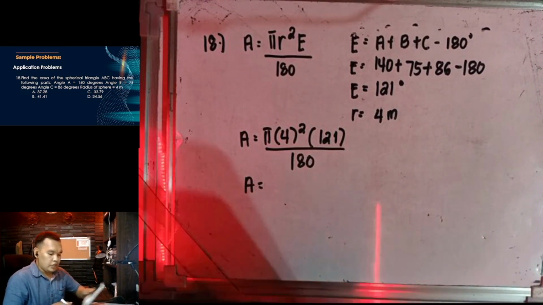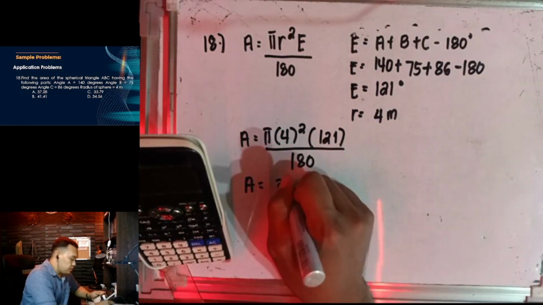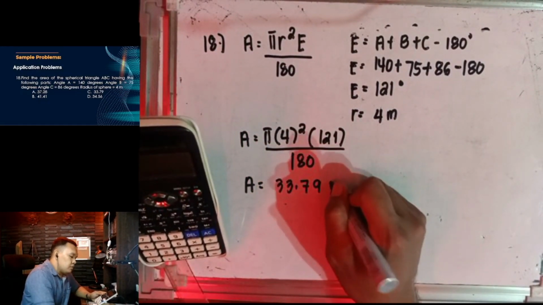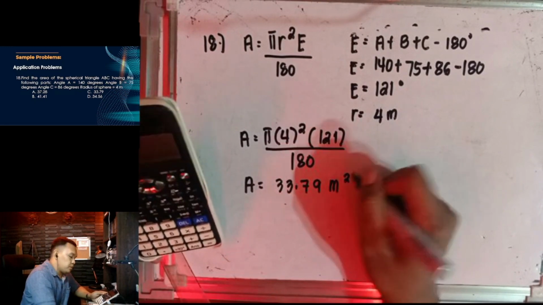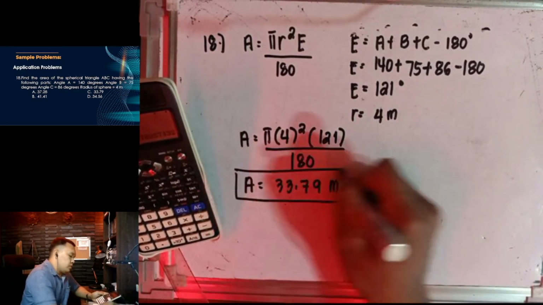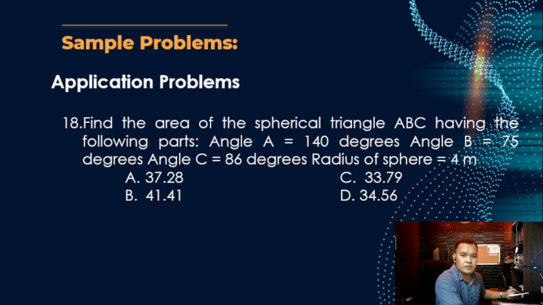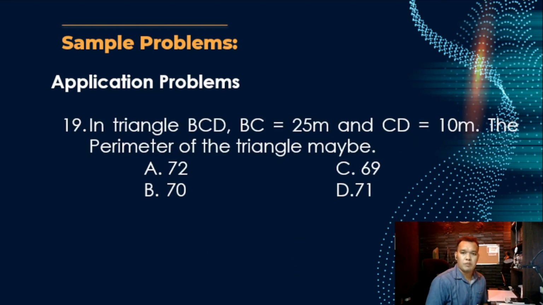So, we have here 33.79 meter squared. This will be the area of the spherical triangle. Okay. Let's check. So, we have here 33.79. So, in our choices it is letter C. Okay? Let's proceed to problem number 19.